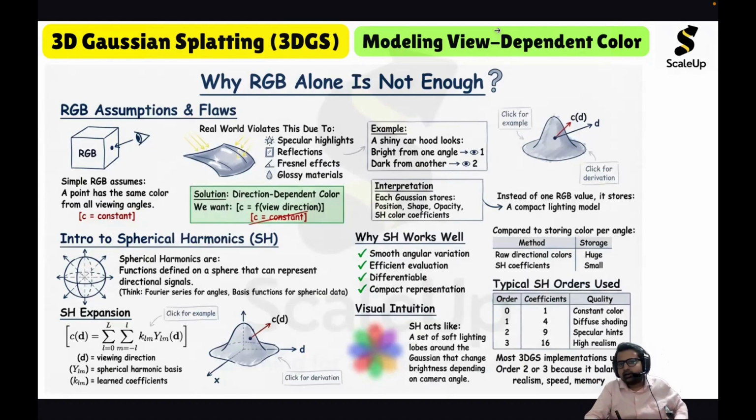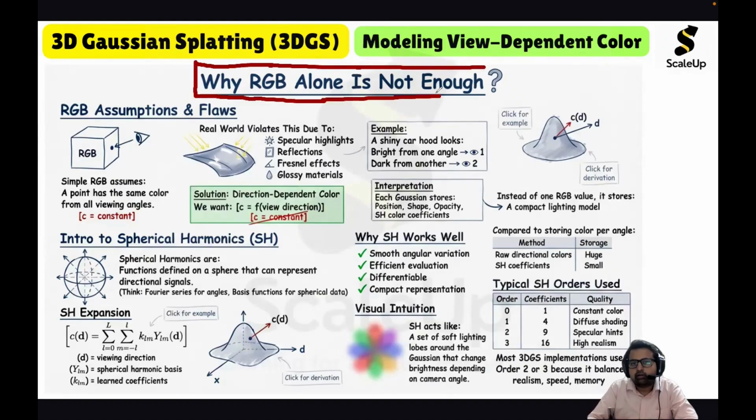Now, while dealing with 3D Gaussians, we will not be using RGB color alone. Why is RGB alone not enough? If we just use RGB, what challenges will we face? Let us see that. If we talk about red, green, blue, the RGB assumptions and flaws: if you use a simple RGB, then from all the directions it will look the same.